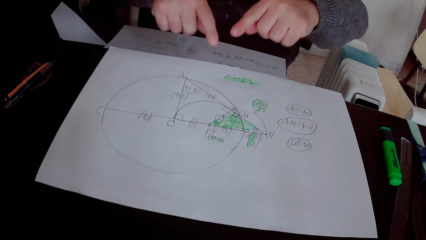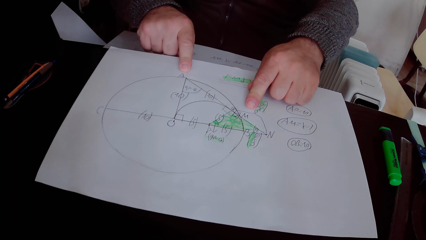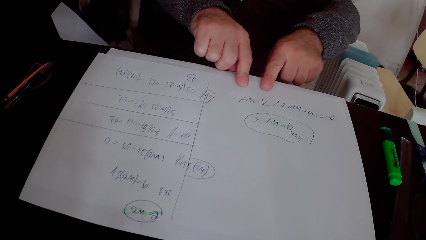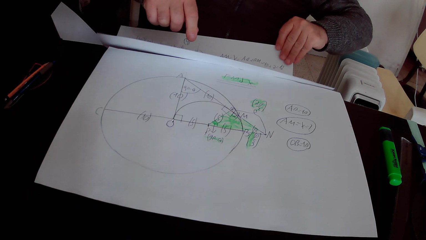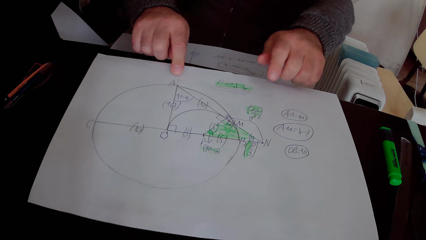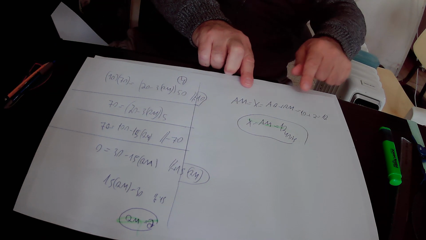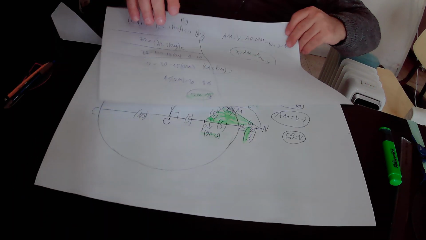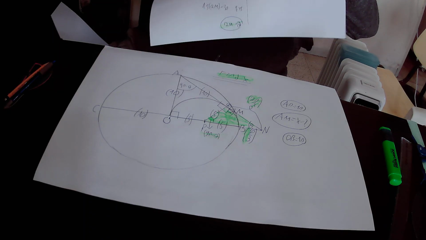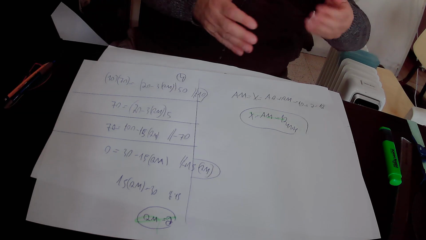Our mission is to find out the length of this line segment AM, which is equal to x according to what is given in the equation. From the domain itself, it is very easy to see that AM equals AQ plus QM. AQ is 10 and QM is 2. So in total AM equals 10 plus 2, that is 12.